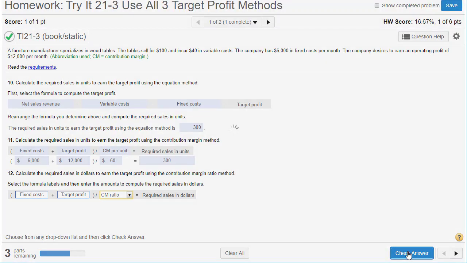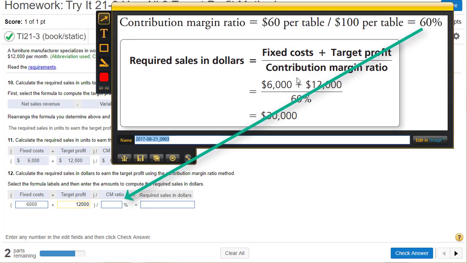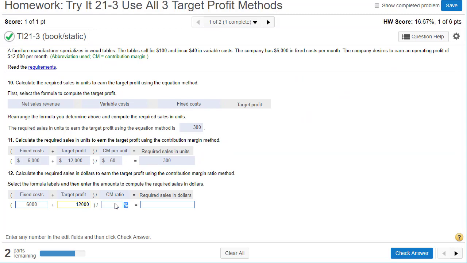So let's check our answer. Now we just need to plug in the data. Fixed costs come from here, 6,000. Target profit is 12,000. And contribution margin ratio, let me switch back, comes from right here, 60%. Notice it shows it as a percentage, so we need to enter it as 60. It's not a decimal, so don't enter it as 0.6. Now we just need to do the math.